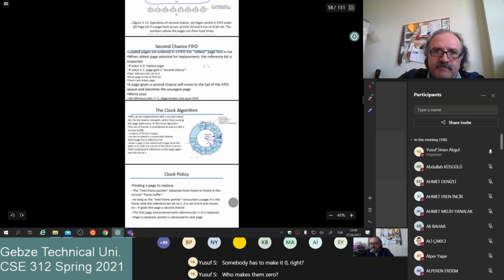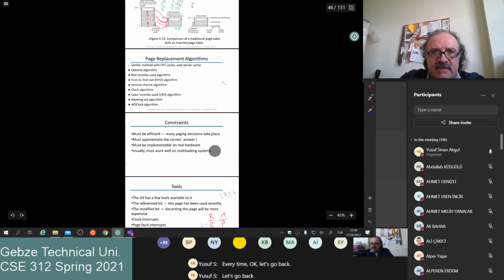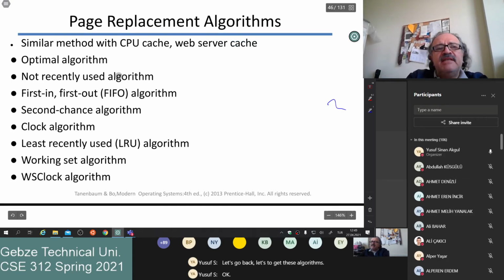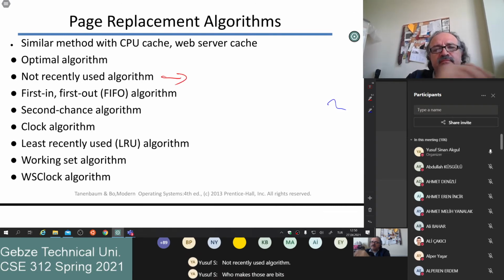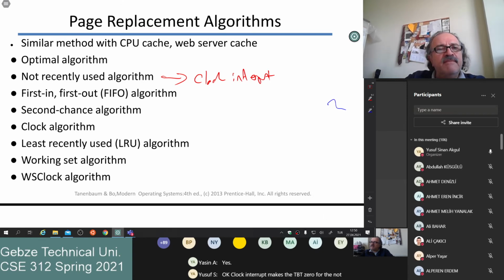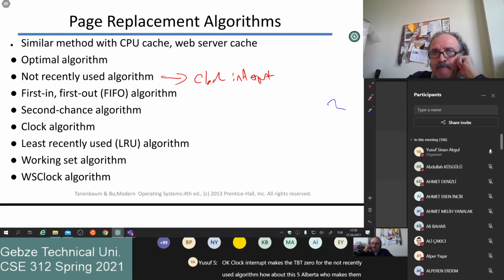Okay, let's go back and look at these algorithms. Not recently used algorithm. Who makes those R bits zero? How does the hardware make it zero? Clock interrupt, right? So the clock interrupt makes the R bit zero for the not recently used algorithm. How about this FIFO algorithm? First in, first out. Who makes them zero?